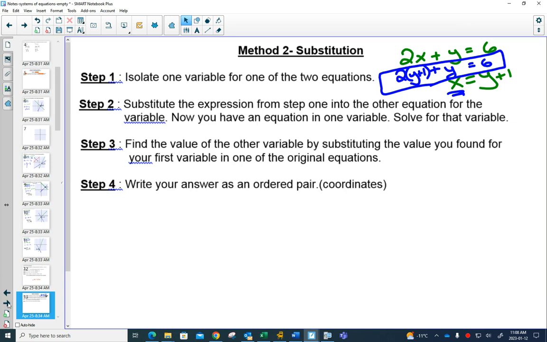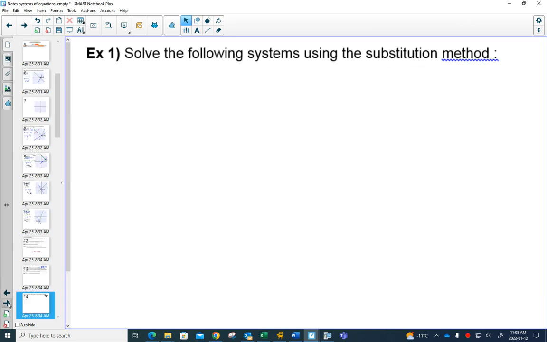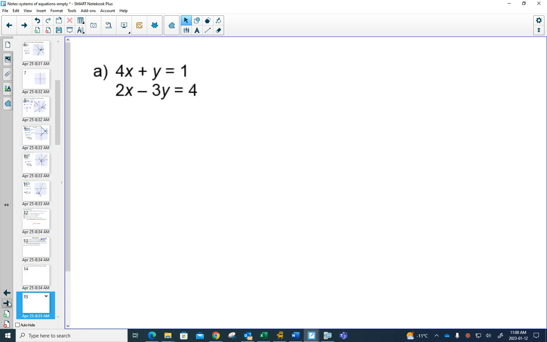So let's look at an example with the substitution method. The first thing you're going to do with the substitution method is look at both of your equations. I'm going to number them. This is equation number 1. This is equation number 2.